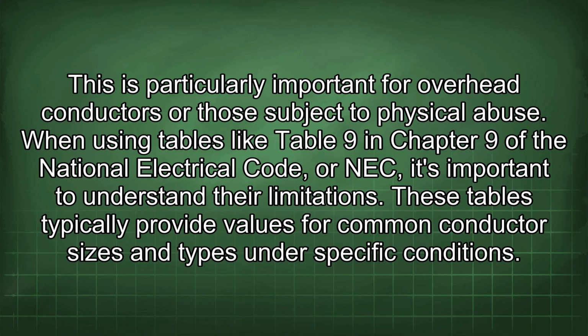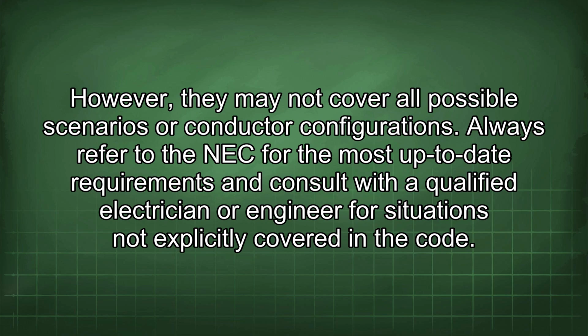This is particularly important for overhead conductors or those subject to physical abuse. When using tables like Table 9 in Chapter 9 of the National Electrical Code, or NEC, it's important to understand their limitations. These tables typically provide values for common conductor sizes and types under specific conditions. However, they may not cover all possible scenarios or conductor configurations. Always refer to the NEC for the most up-to-date requirements and consult with a qualified electrician or engineer for situations not explicitly covered in the code.